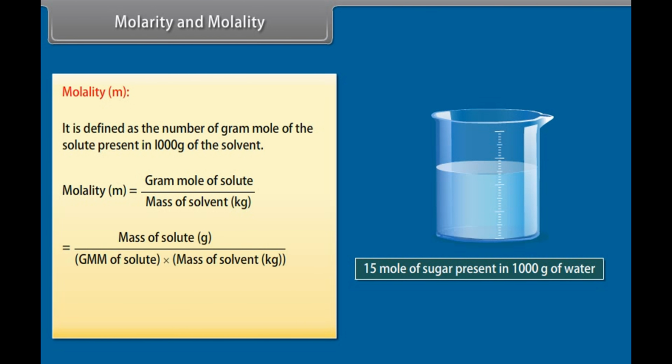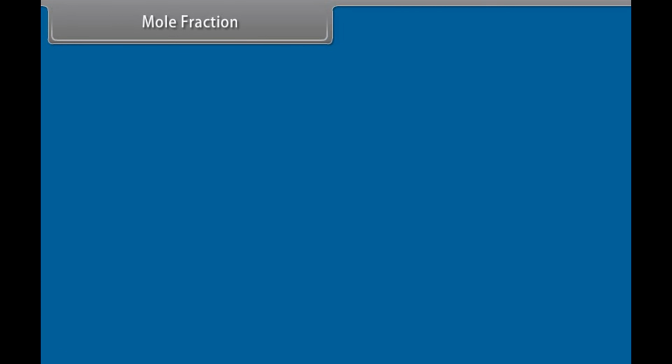Mathematically, molality, represented by small m, is equal to WB in grams divided by the product of the gram mole mass of B and WA in kilograms. A solution containing 1 mole of solute per 1000 grams of solvent has molality equal to 1 and is called a molal solution. Mole fraction.